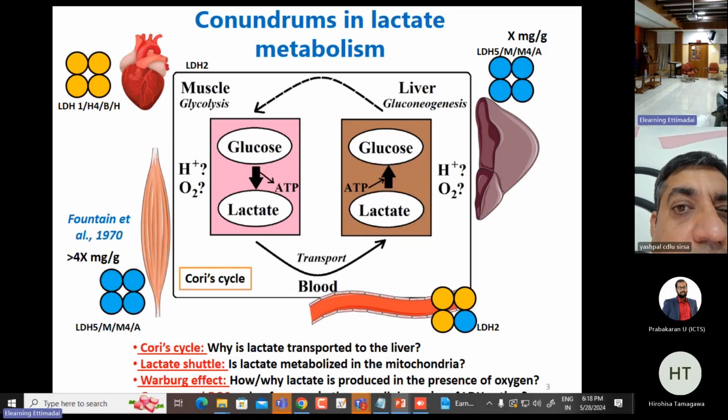One thing you should keep in mind is that the predominant form of LDH that is found in muscle as well as liver is your LDH5 or M4, which comes from the LDHA gene.